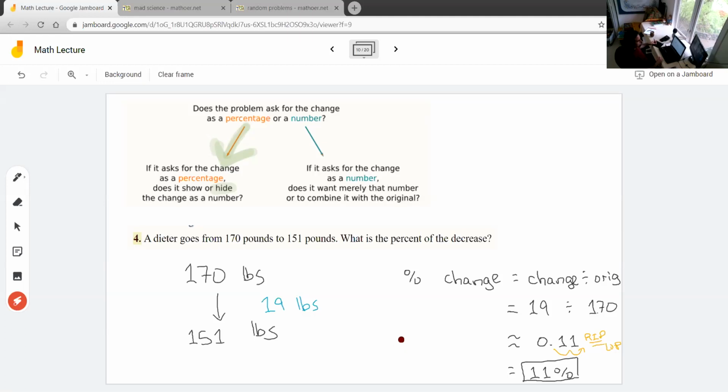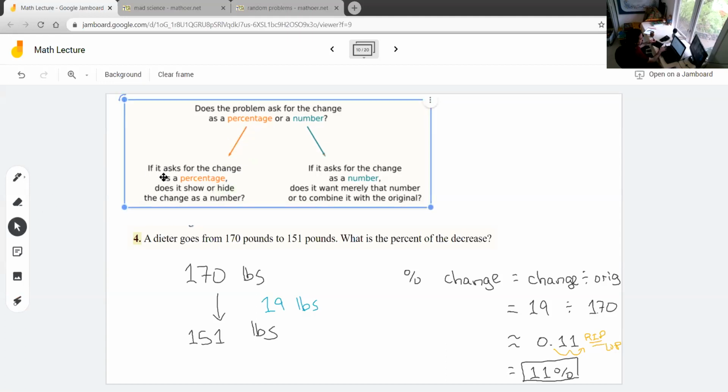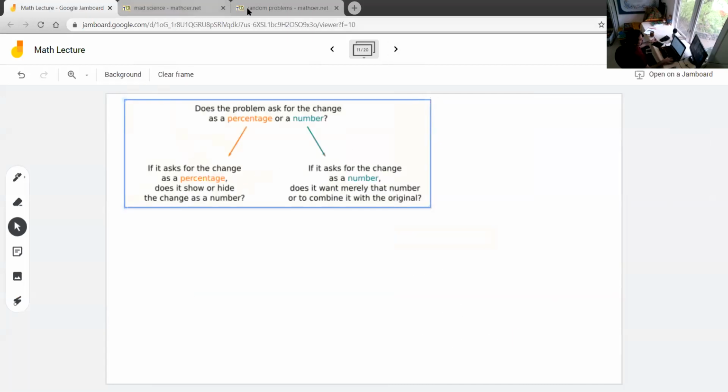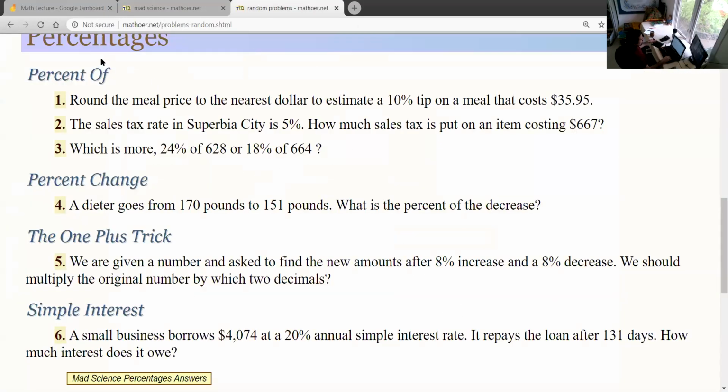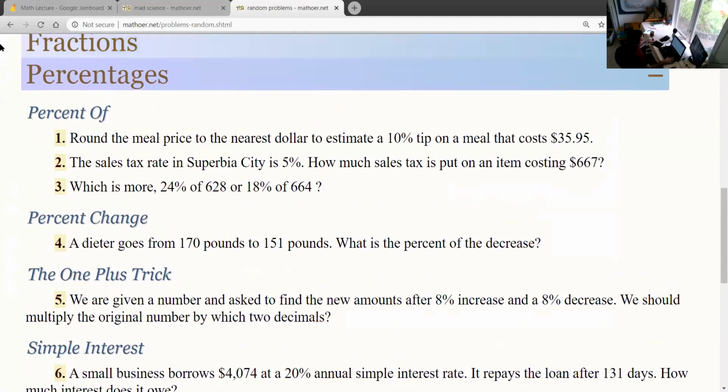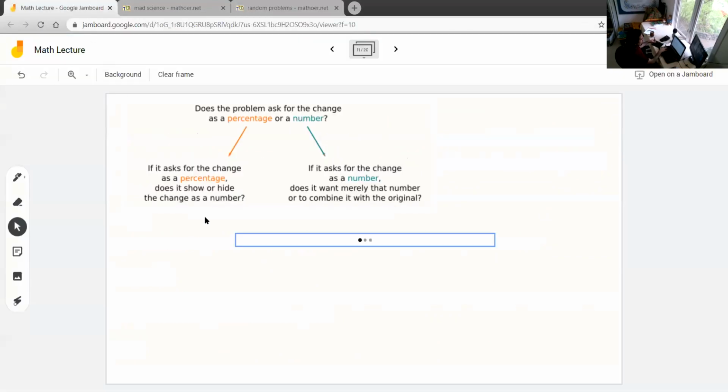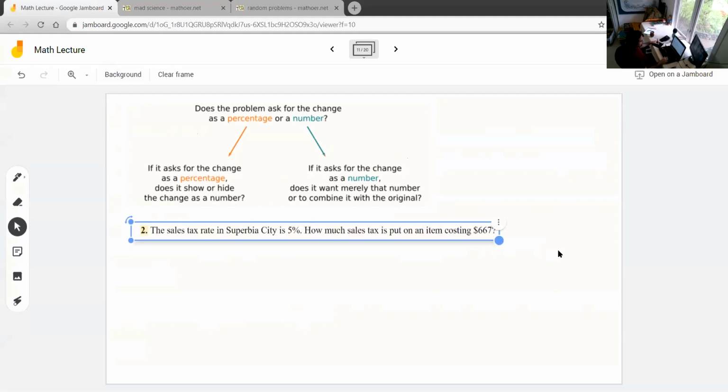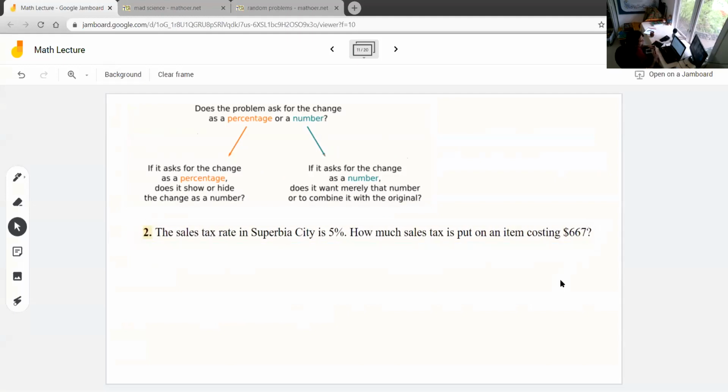Ready for another one? Okay. Let's do this one. There's a sales tax of 5%. How much sales tax is put on an item that costs that much?